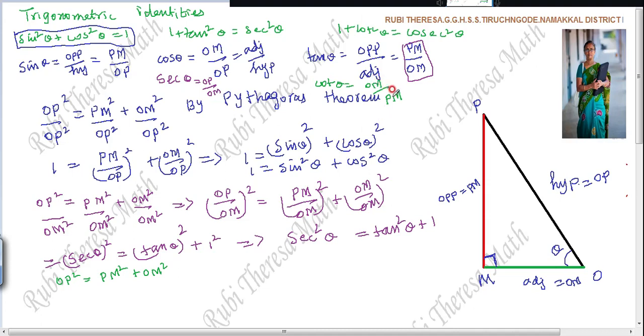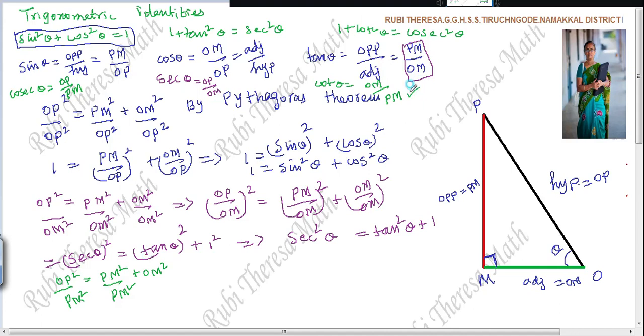Understand? OM by PM. Next, cosecant theta. It is the reciprocal of sin theta. Cosecant theta, what is it? OP by PM. So, dividing each term on both sides by PM squared.